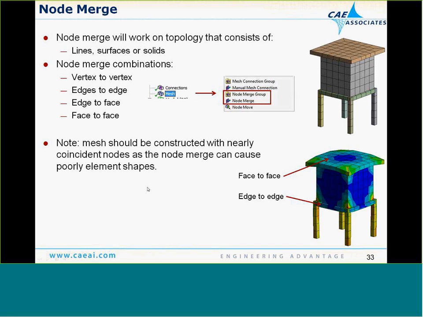So that's, I guess, the other point here too: if you do the node merge, you want to make sure that the nodes are close to being coincident. If you use a large tolerance and you have a different number of nodes on each, you could make some poorly shaped elements. So that's really it for all of the different options that we have for connecting up the different topologies to get a continuous mesh in Mechanical.